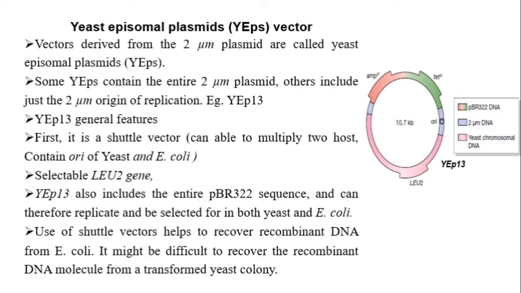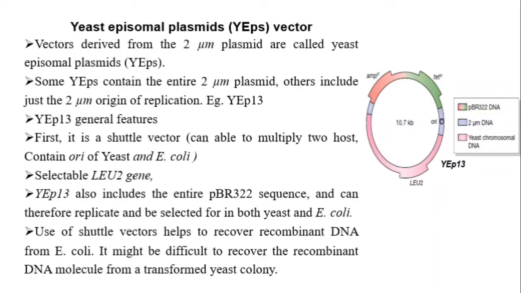That's because it contains the origin of replication of yeast and E. coli. That's why it can multiply in two hosts, yeast and E. coli. If any vector can multiply in more than one host, then that vector is known as a shuttle vector. This YEP13 is a shuttle vector that can multiply in yeast and E. coli.